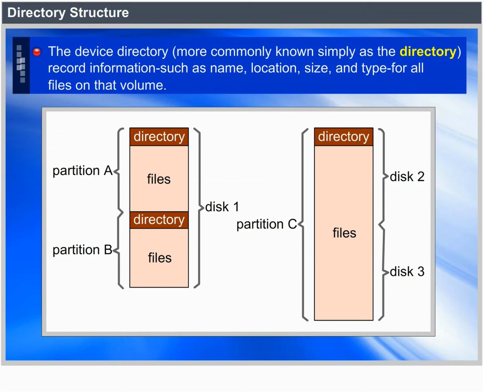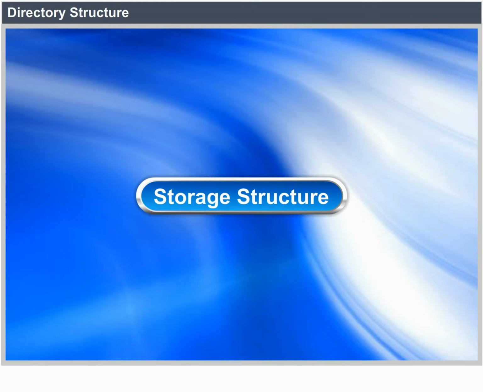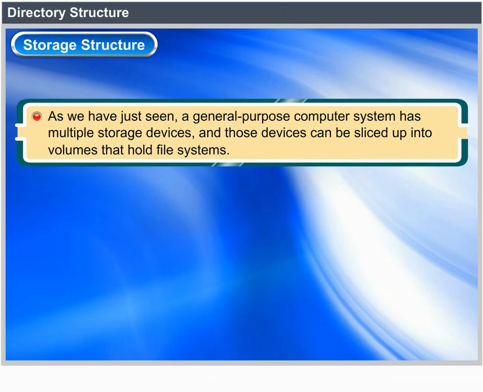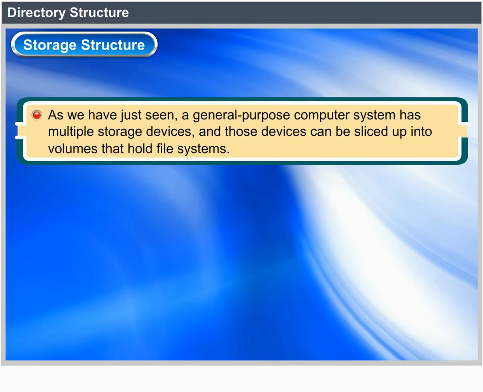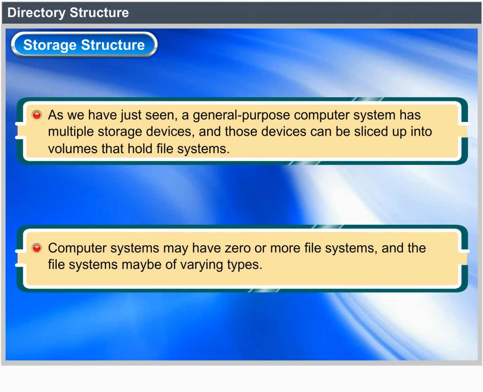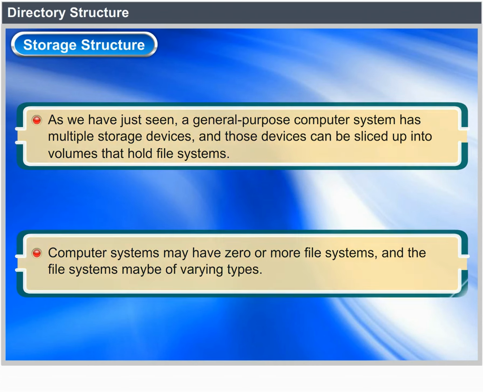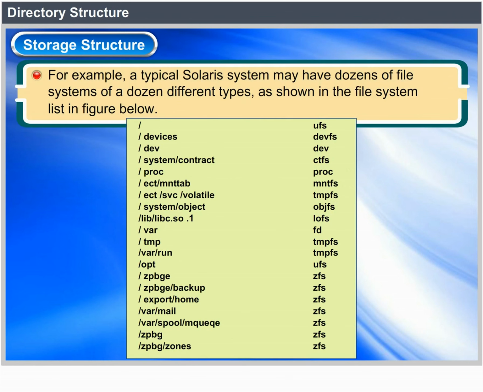Storage structure. As we have just seen, a general-purpose computer system has multiple storage devices, and those devices can be sliced up into volumes that hold file systems. Computer systems may have zero or more file systems, and the file systems may be of varying types. For example, a typical Solaris system may have dozens of file systems of a dozen different types, as shown in the file system list in the figure below. We consider only general-purpose file systems.